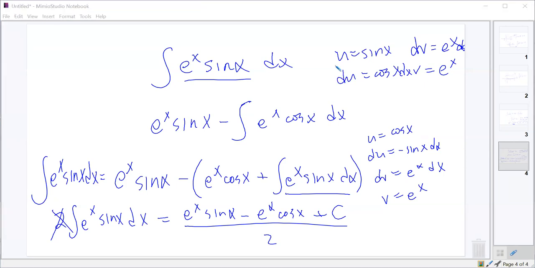Re-explain that from the last part. What do you mean? Just right down here where I had this, and then how I got to the end.